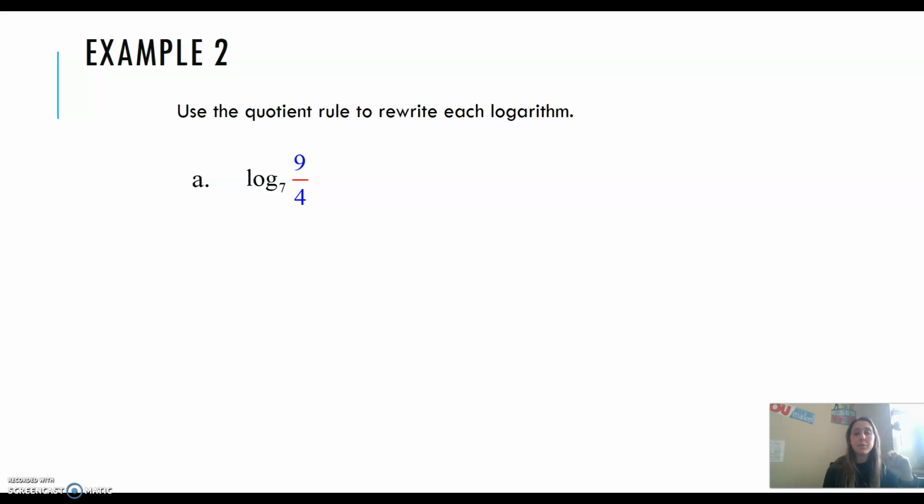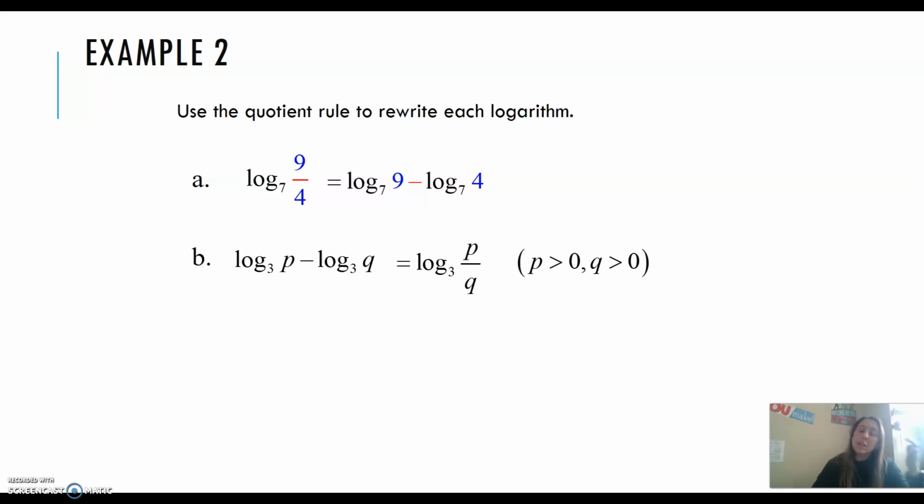Again, we have the blue and the red to highlight what's happening. So then we end up with log base 7 of 9 minus log base 7 of 4. We can work our way backwards. We can go the other way. So we're going to get log base 3 of p divided by q.